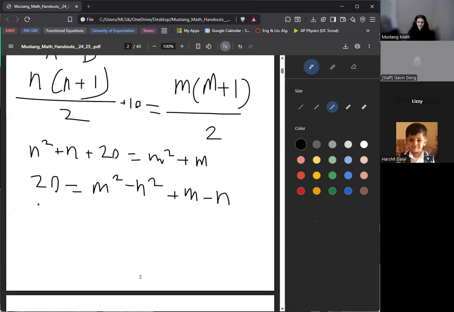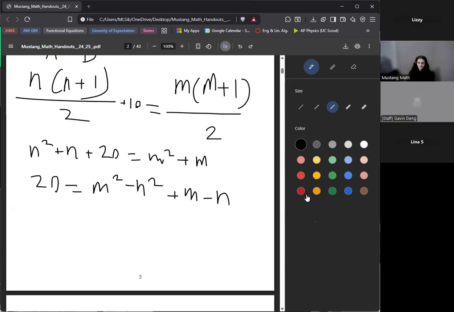So does this pattern look familiar to anyone? Because there is a really cool way to factor this. Yeah, let's go ahead. I'm pretty sure that we're gonna use that m squared minus n squared is m minus n times m plus n.